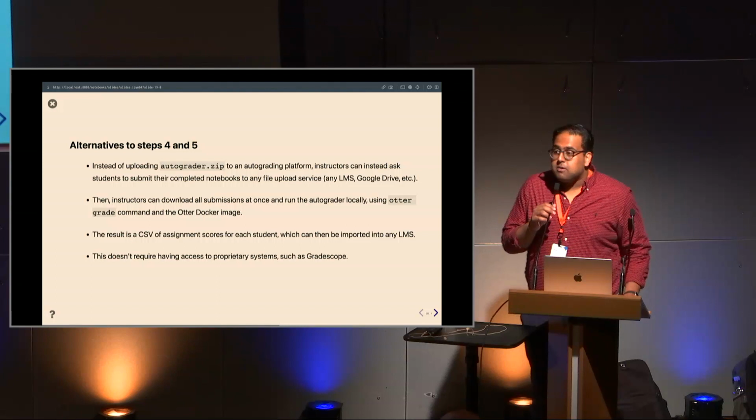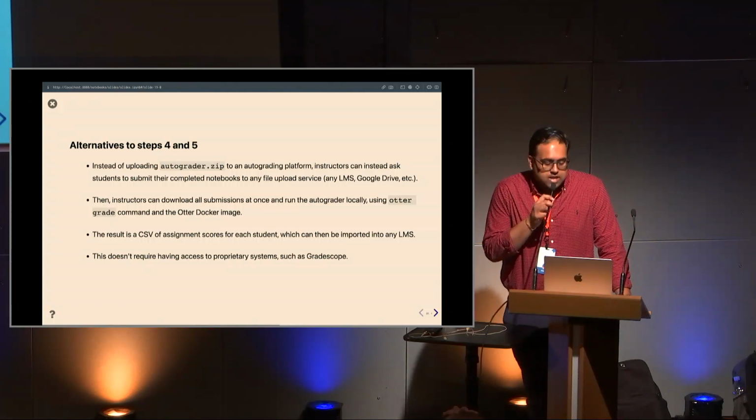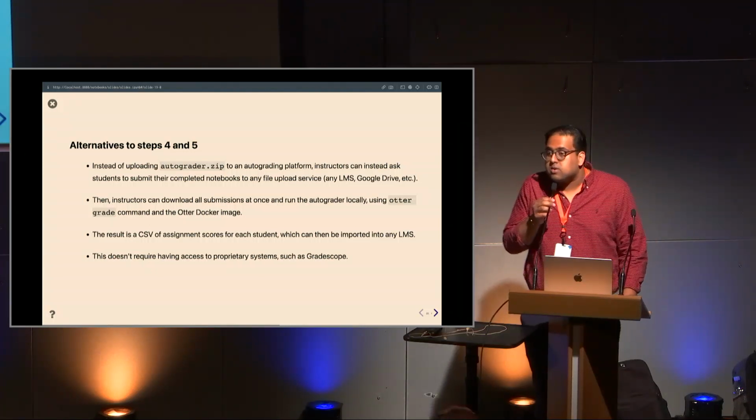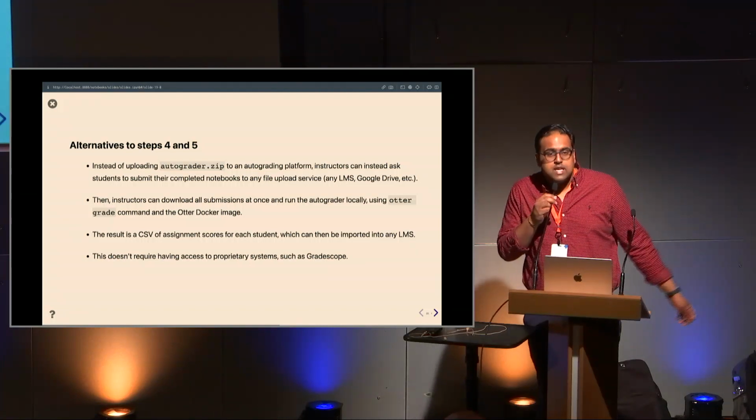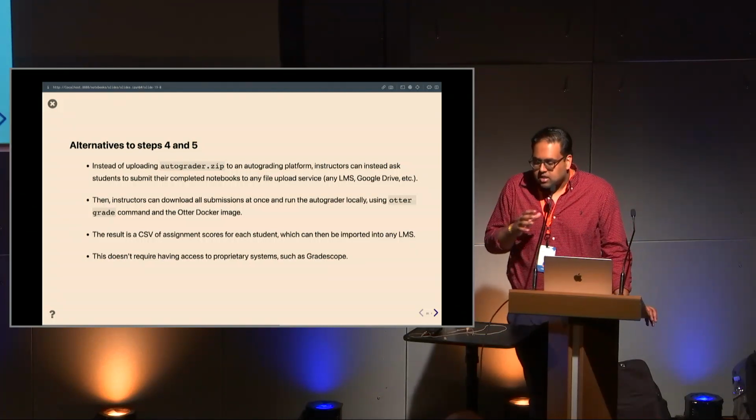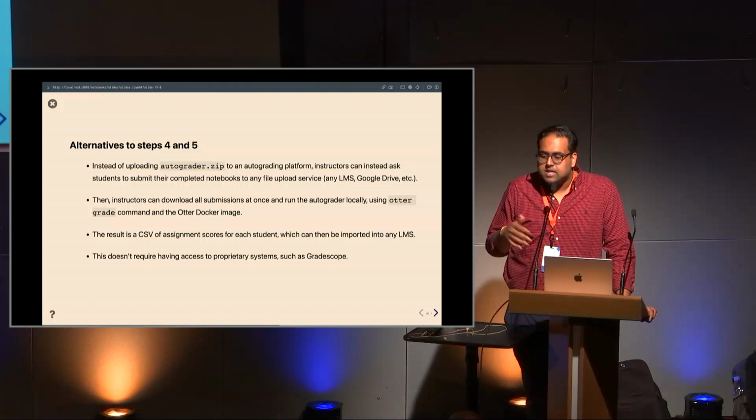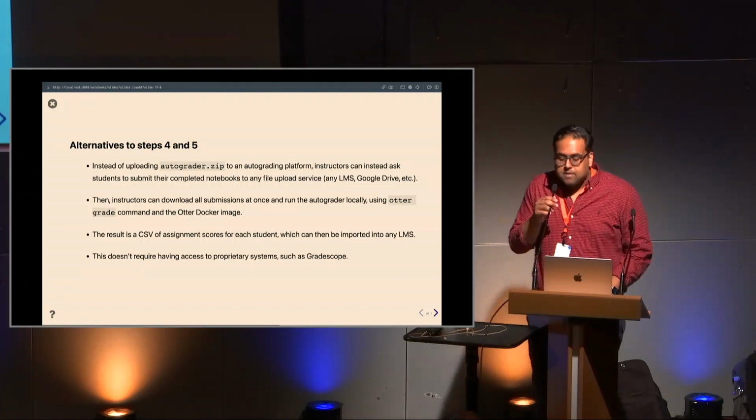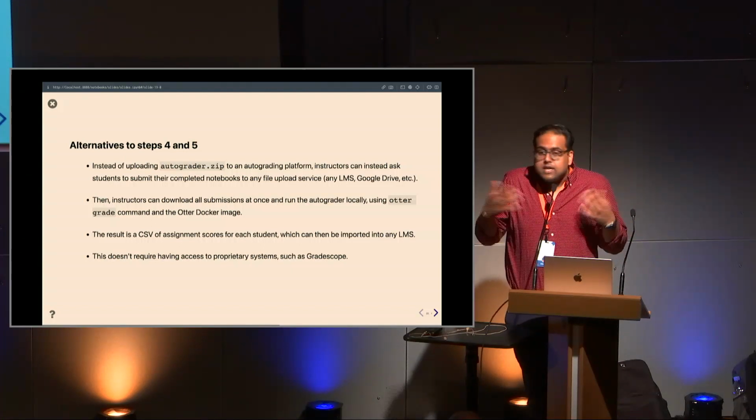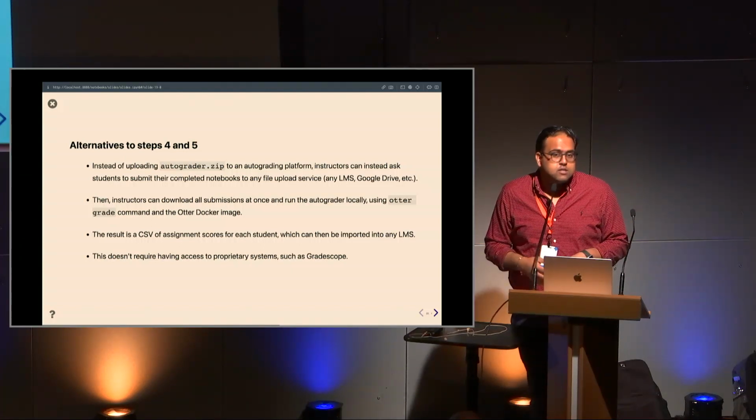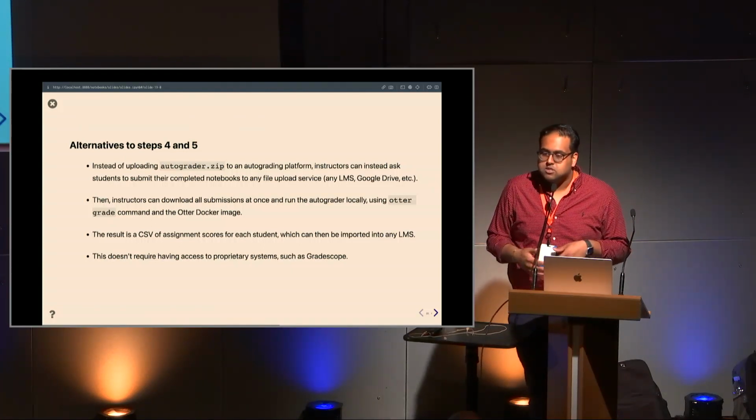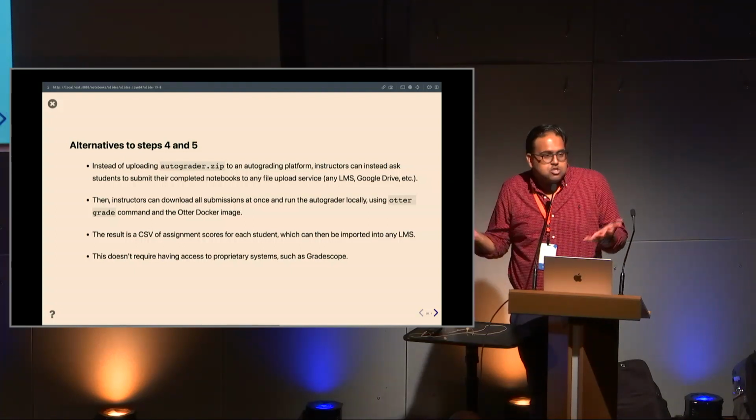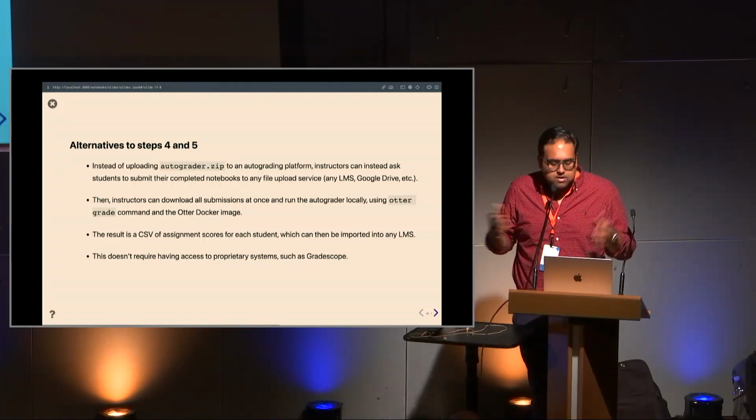Okay, so now you may be saying, hey, well, I don't have an institutional license to Gradescope, or I want to use something else. What do I do instead? And as Chris mentioned at the beginning, the conception of Otter is that it's meant to be platform agnostic. So you don't need to have access to Gradescope to use it. Instead, what you could do is just ask your students to submit their completed notebooks to whatever learning management system you're using, Canvas. You could even just tell them to send you links to Google Drive files, whatever.